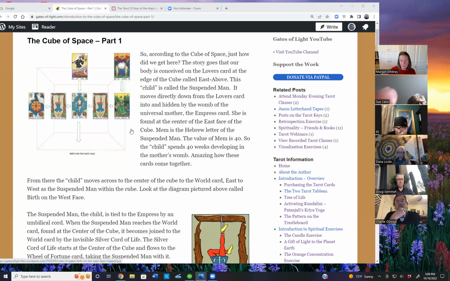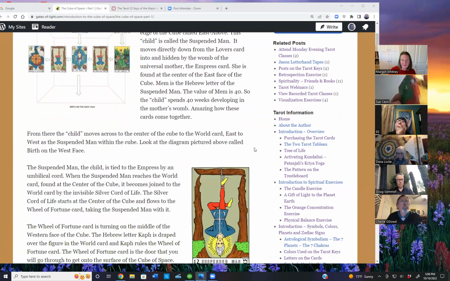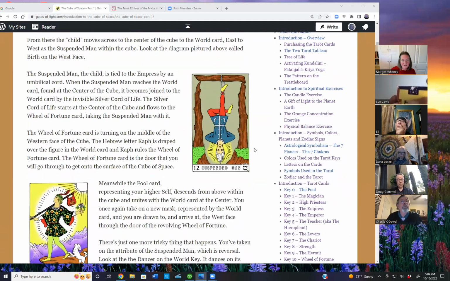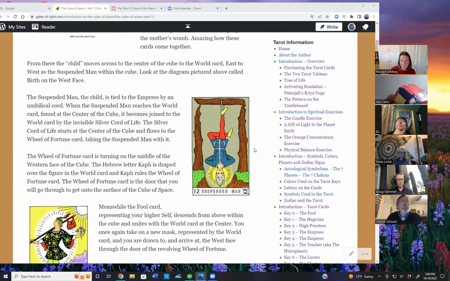Mem is the Hebrew letter of the suspended man. The value of Mem is 40. So the child spends 40 weeks developing in the mother's womb. Amazing how these cards come together. From there, the child moves across to the center of the cube to the west card.